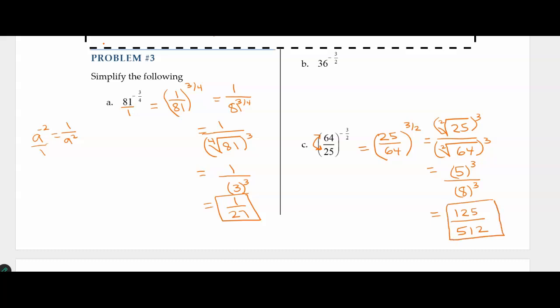We know it can't simplify anymore because up here, right, this was 5 times 5 times 5. This is 8 times 8 times 8. And they don't have any common factors that we can divide out. So that is what we'd be left with for our answer.